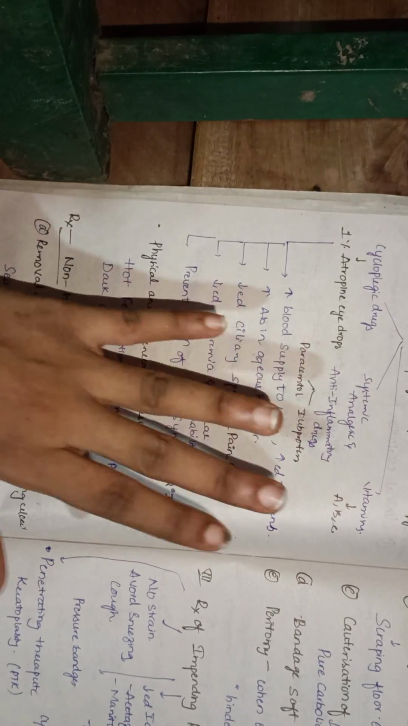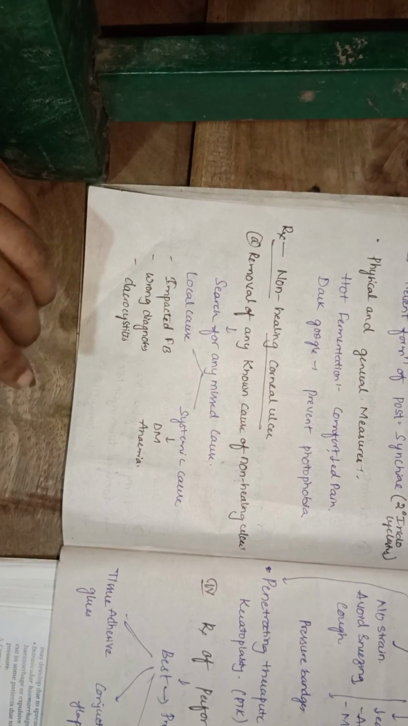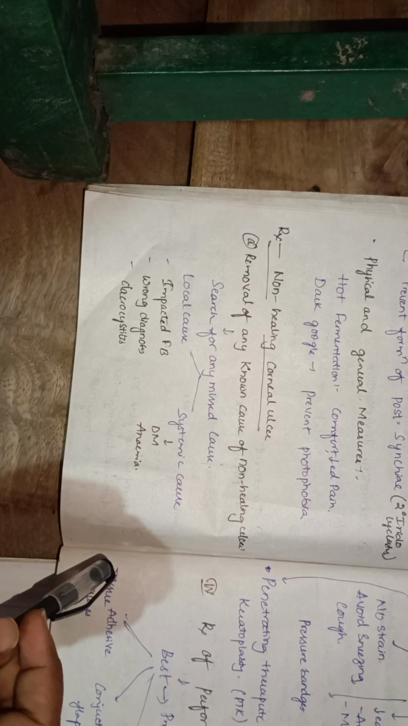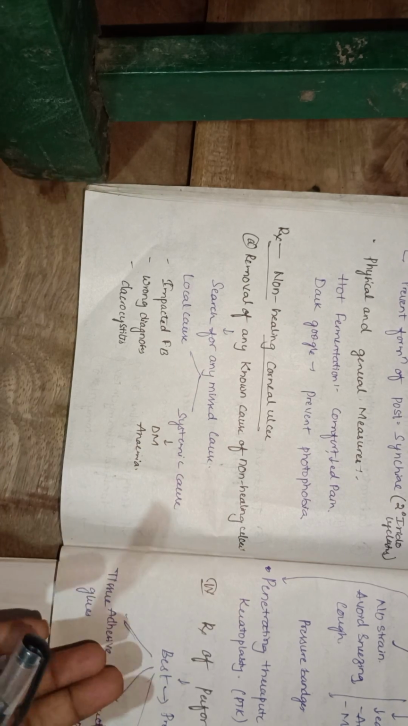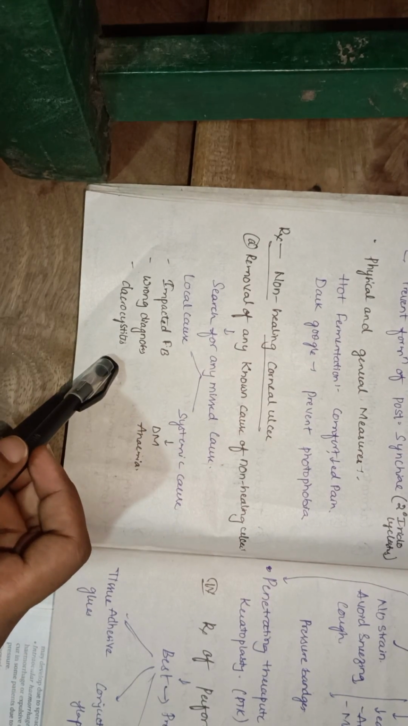For this therapy, if there is a non-healing corneal ulcer, how can you treat it? See, remove any known cause. Why does the non-healing occur? You should know the cause, then remove it. For example, diabetes mellitus leads to non-healing. Anemia, because of less blood, leads to non-healing. Any foreign body present in it, and wrong diagnosis, all these occur because of non-healing. So we should know the cause. We should remove the cause.